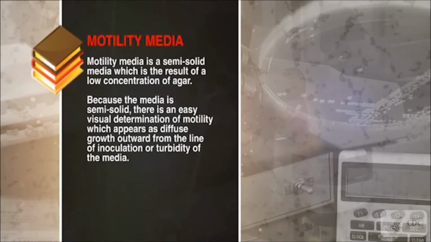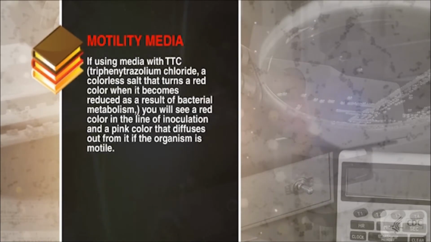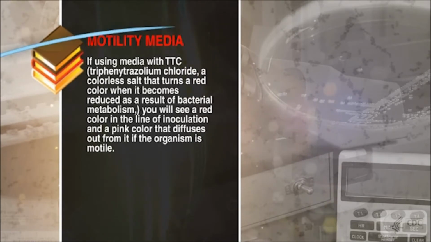Motility media is a semi-solid media which is the result of a low concentration of agar. Because the media is semi-solid, there is an easy visual determination of motility, which appears as diffuse growth outward from the line of inoculation or turbidity of the media. If using media with TTC, triphenyltetrazolium chloride, which is a colorless salt that turns a red color when it becomes reduced as a result of bacterial metabolism, you will see a red color in the line of inoculation and a pink color that diffuses out from it if the organism is motile.